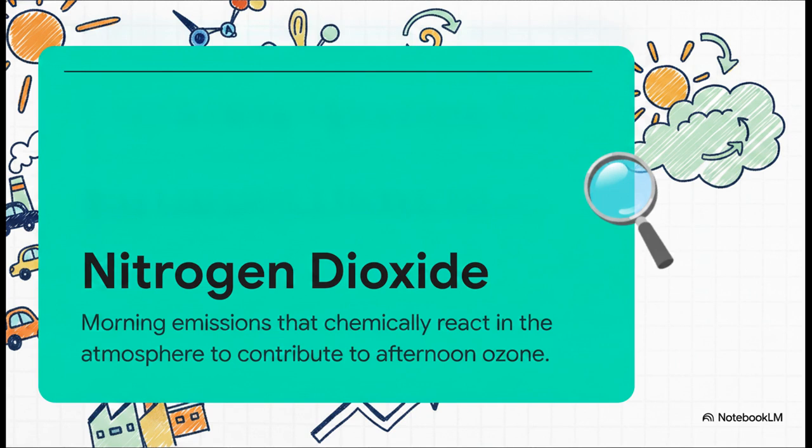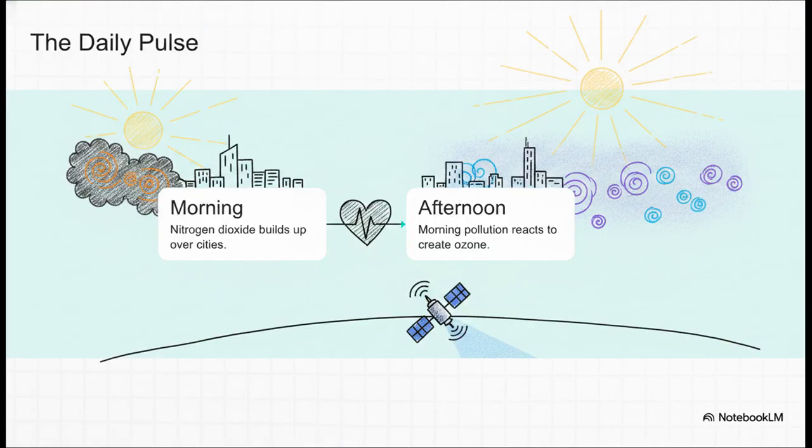Once that nitrogen dioxide is up in the air, it actually reacts chemically under the sunlight to help create ozone later in the afternoon. And this brilliantly illustrates what scientists observed using the TEMPO mission over the really densely populated New York to Washington corridor. They captured what we can call the daily pulse of air pollution. Think of it as a 2-step process. Step 1 happens in the morning. The whole region wakes up and nitrogen dioxide builds up over the cities.